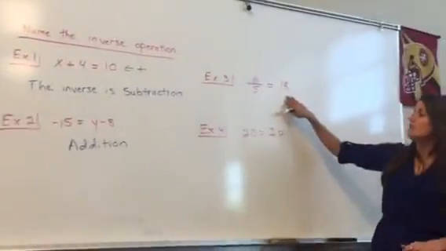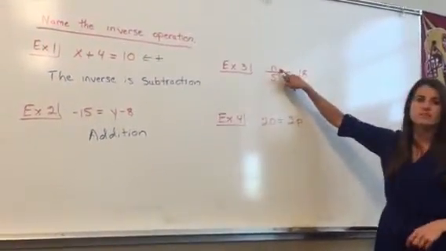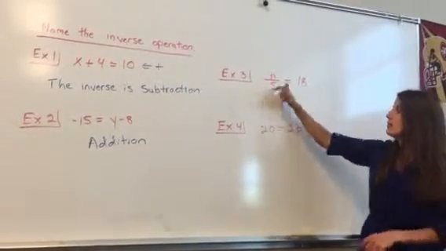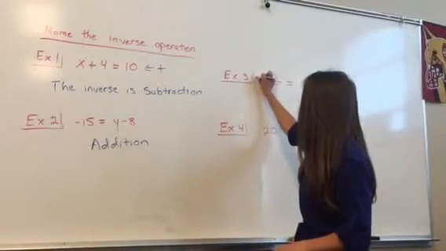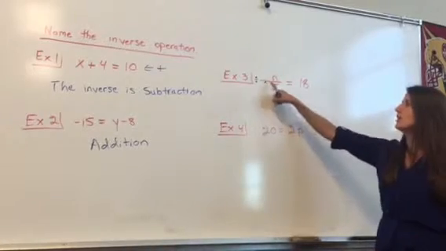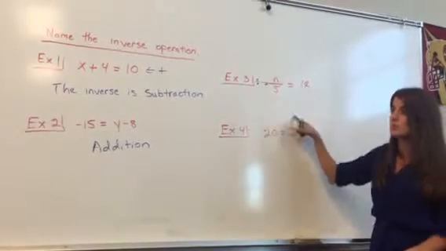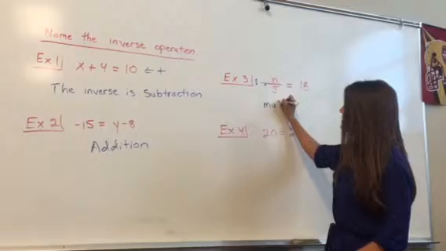Example 3, your variable is n. So the current operation here, remember that this line means division. So then the opposite of division is multiplication. So your inverse is multiplication.